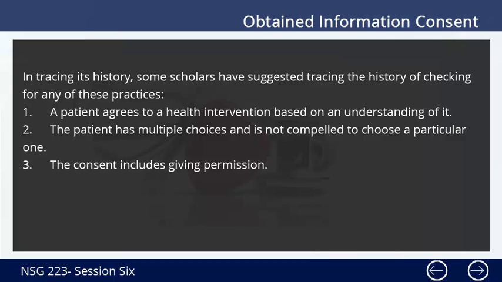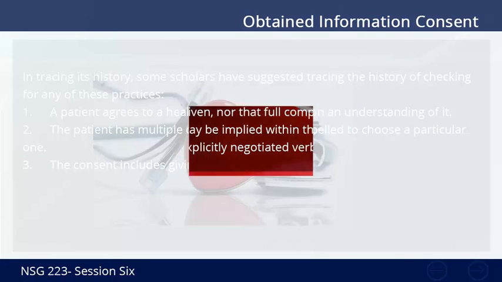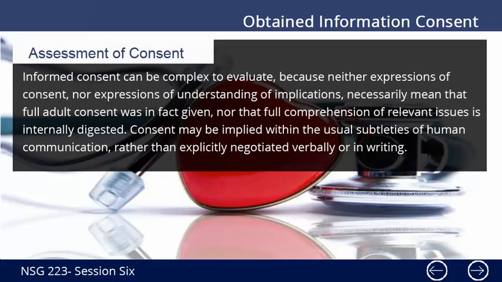3. The consent includes giving permission. For example, a person may move from friendship to sexual contact on the basis of body language and apparent receptivity, but very few people on a date that results in sexual contact have explicitly asked the other if his or her consent is informed. Assessment of consent.